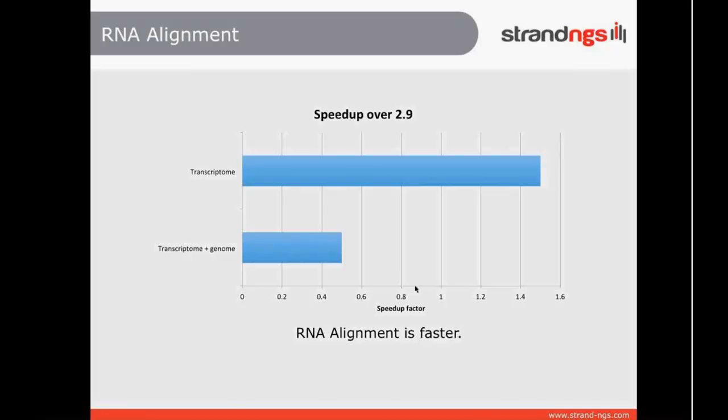RNA alignment is just faster. We went ahead and improved both transcriptome and transcriptome plus genome alignment. You should see these types of speedups. If you were using RNA 2.9, you should see speed up factors of anywhere between 50% and 150%.